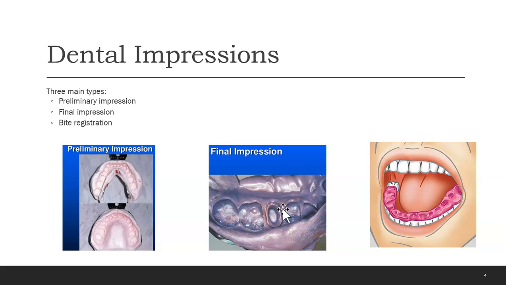And this, what you see here, is a bite registration, and this is used to record what the occlusal relationships are between the max and mand arcs. So bite registration is good when you want to figure out what the articulation is, what the bite looks like of the max and mand cast.